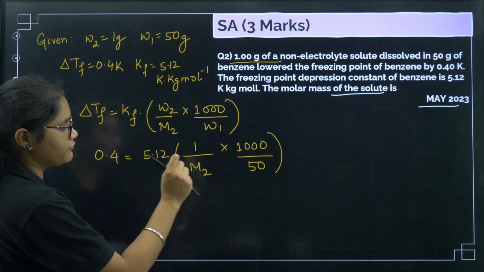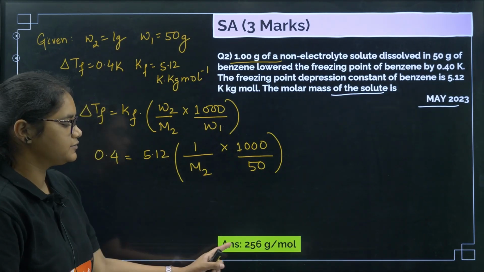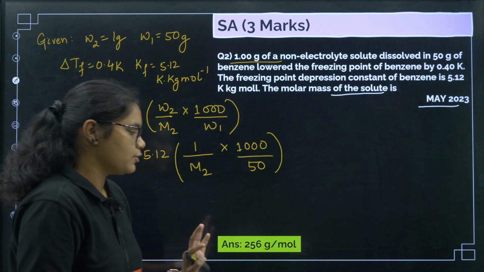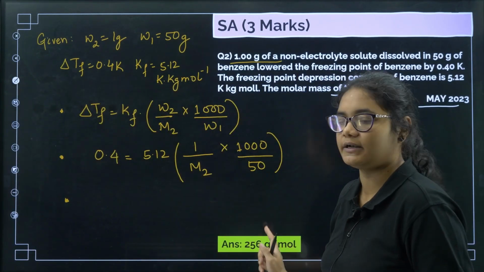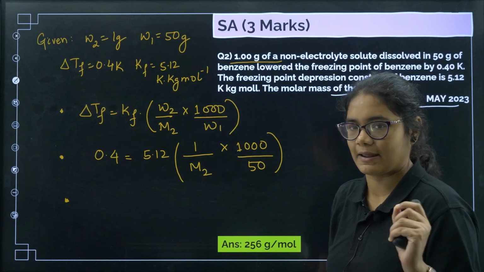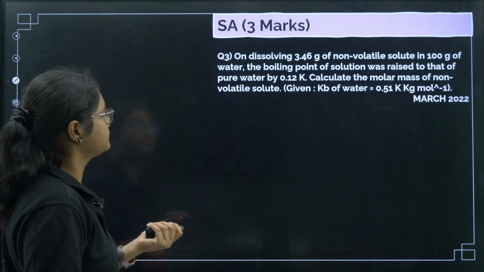Now what you have to do? You have to just do the calculation here and you need to find the value of M2, that is 256 gram per mole. So I hope you can do the calculation by your own and check the answer, but substitution should be done correctly here. Okay, 256 gram per mole. Okay, now let us see the next question here.